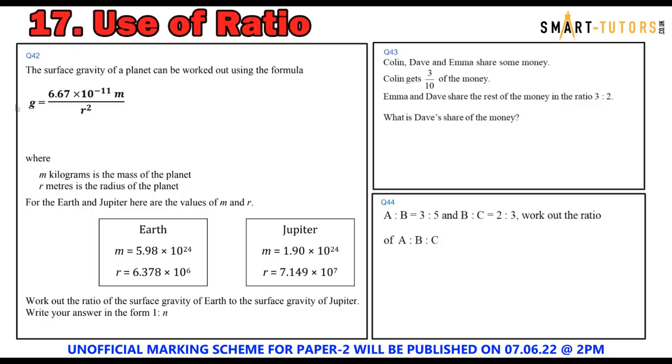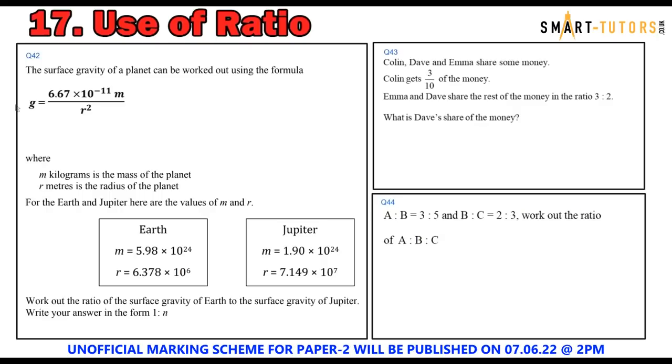The surface gravity of the planet can be worked out using the formula given, where M is in kilogram, R is in meters. Earth's properties are given, Jupiter's properties are given, means mass and radius is given. Work out the ratio of the surface gravity of Earth to the surface gravity of Jupiter. So they ask you to compare both gravities, Earth and Jupiter. Write your answer in the format of 1:n.